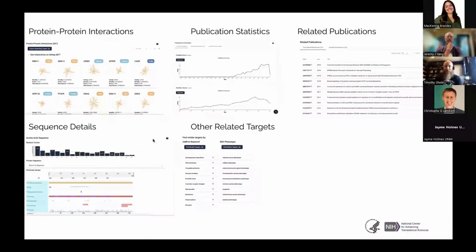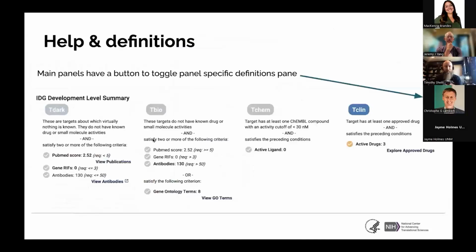Protein-protein interaction, we have the sequence details. It's a pretty long list going through each page. So to help with that information, there's going to be this question mark button that will explain where definitions come from, what the source is, and how to get more information.